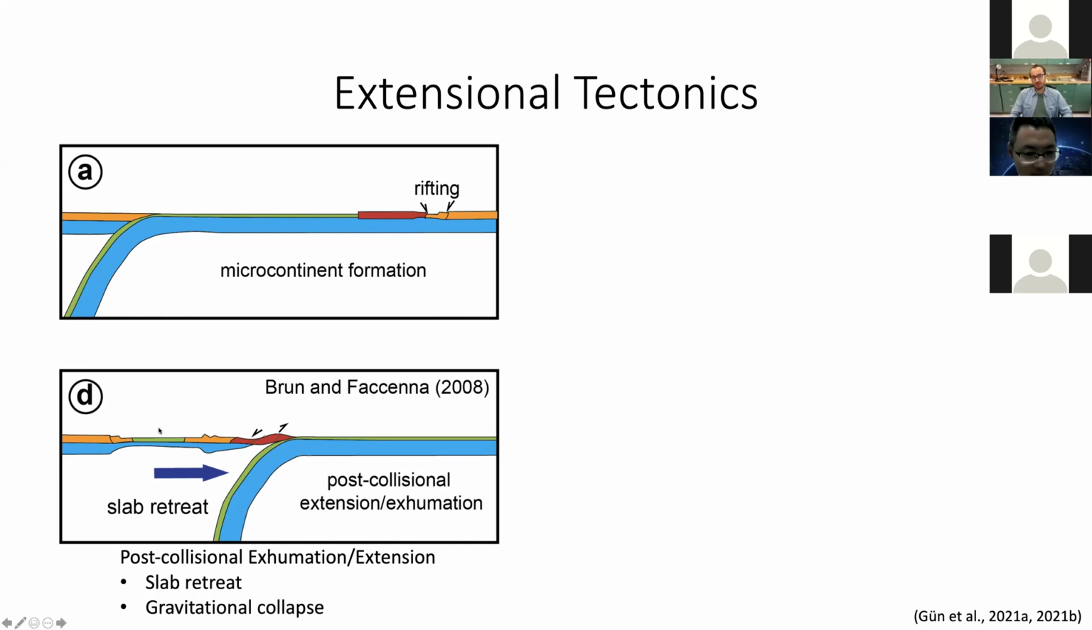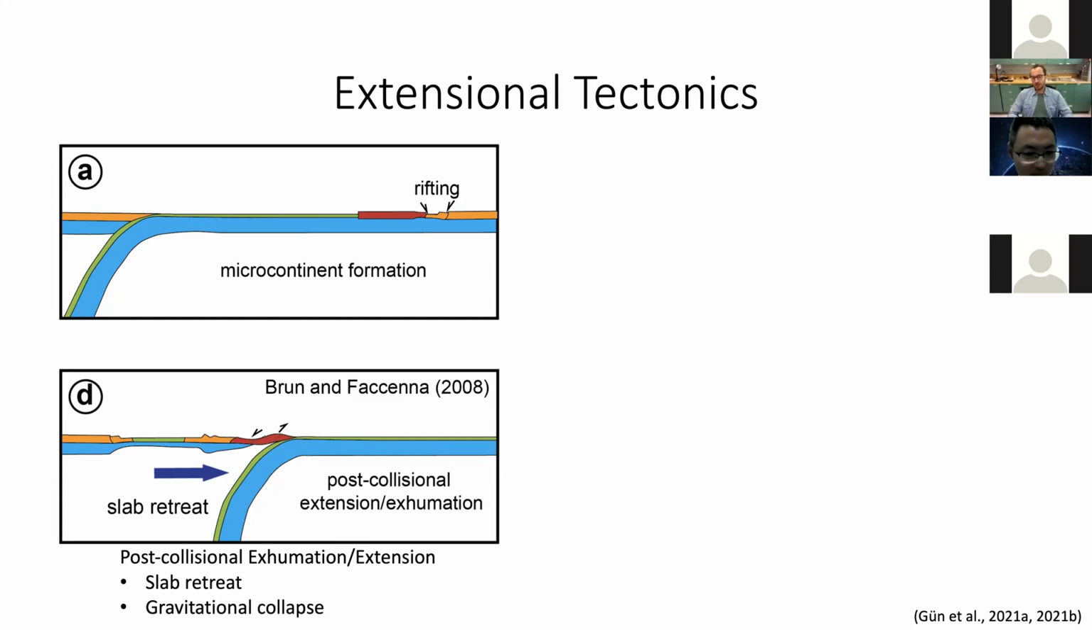boundary became a focus of extensional deformation. Having been in the backarc, these terranes could undergo extensional deformation. So this might be related to slab retreat or gravitational collapse. By gravitational collapse, I mean that due to the collision-related shortening and thickening, the crust cannot be supported by its own weight and starts to collapse, creating normal faults or extensional tectonics. So this is a very well-known process for post-collisional terrane extension or post-collisional terrane exhumation.